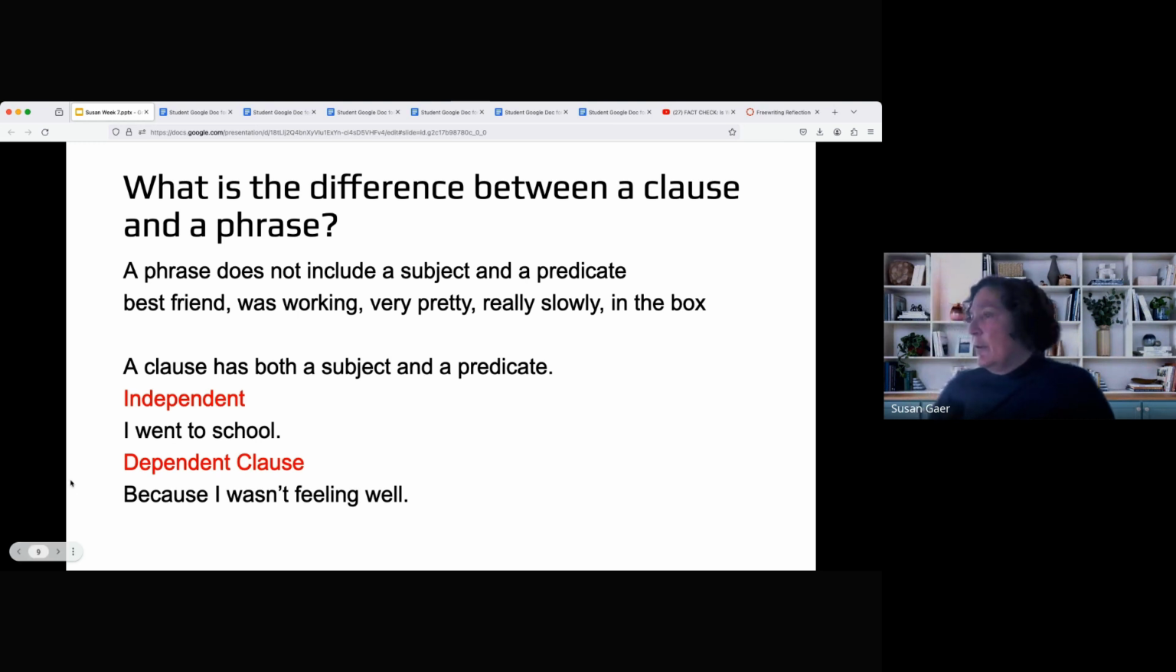So a phrase is like best friend was working, very pretty. These are phrases. Clauses usually have a subject and a verb and a predicate. But you can see that we have an independent clause and a dependent clause. The difference is an independent clause can be by itself. I saw a lot of this in your writing where you used because and you finished it right there. That's a dependent clause. Because I wasn't feeling well, I didn't go to class. That would be a sentence, but you can't just say because I wasn't feeling well.